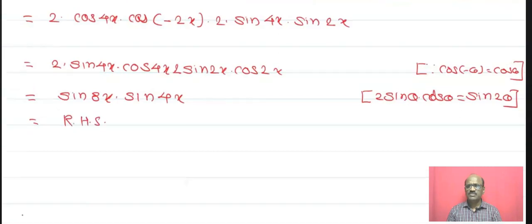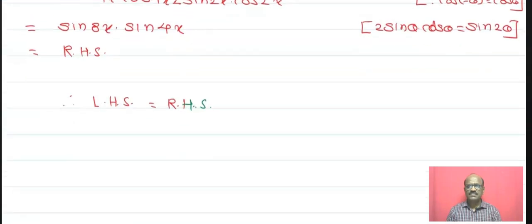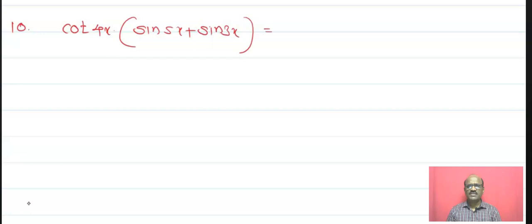Applying the formula, sin of 2 times theta is equal to 2 sin theta into cos theta, and this is the LHS equals RHS, and hence the result. Next example, number 10. That is, cot of 4x in bracket sin of 5x plus sin of 3x, that is equal to cot x sin of 5x minus sin of 3x.